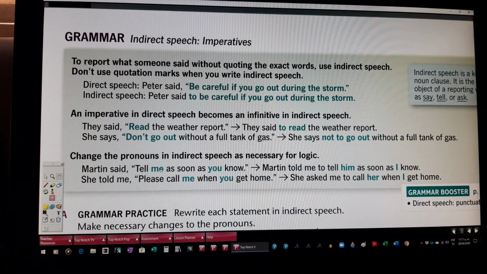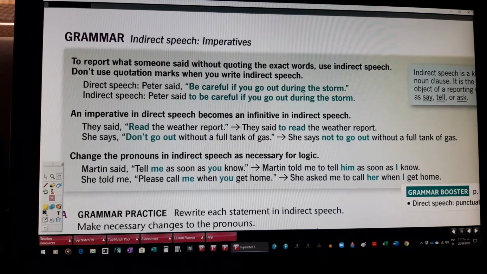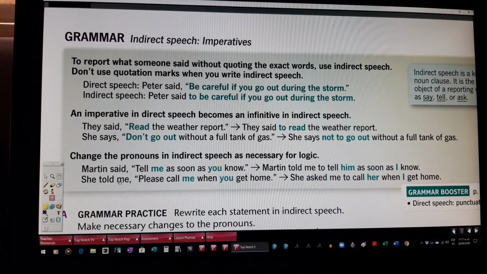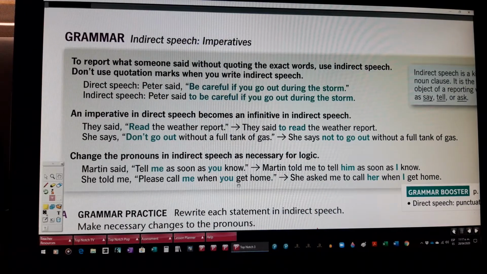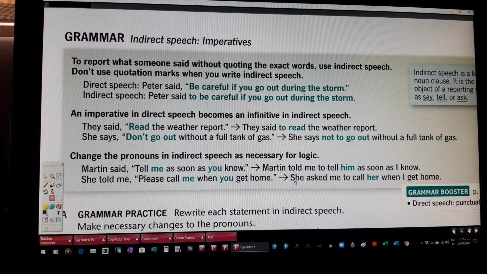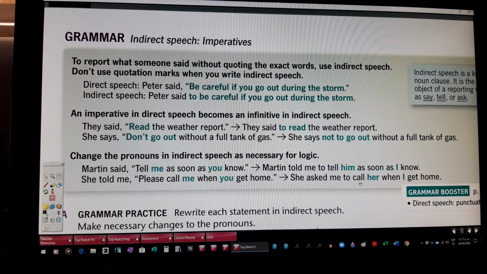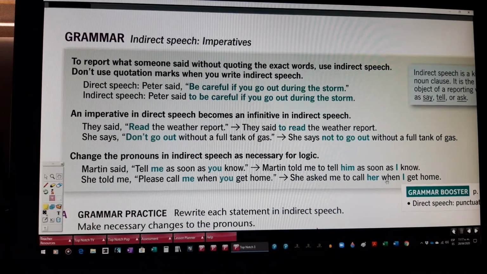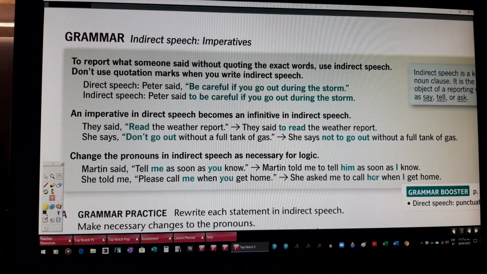Martín dijo, dime tan pronto como tú sepas algo. Entonces en indirecto sería, Martín me dijo que le dijera a él tan pronto como yo supiera. Ahí cambian los pronombres. Ella me dijo, por favor llámame cuando llegues a casa. Y en discurso indirecto, ella me pidió que la llamara cuando yo llegara a casa. O sea, fíjense que ahí hay cambios de pronombres.